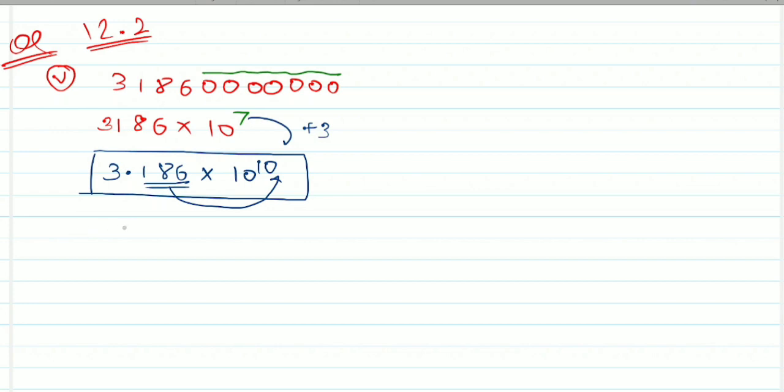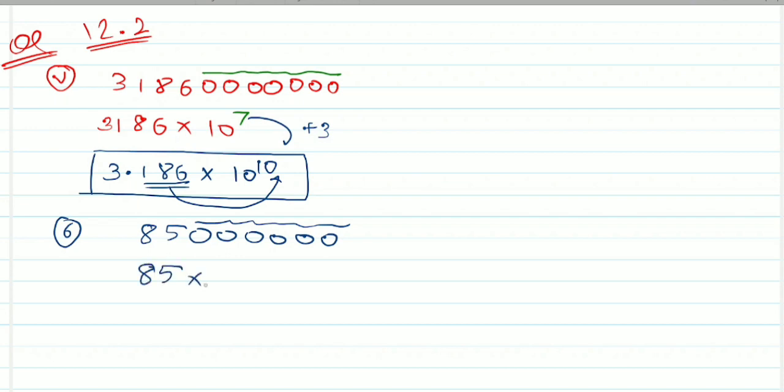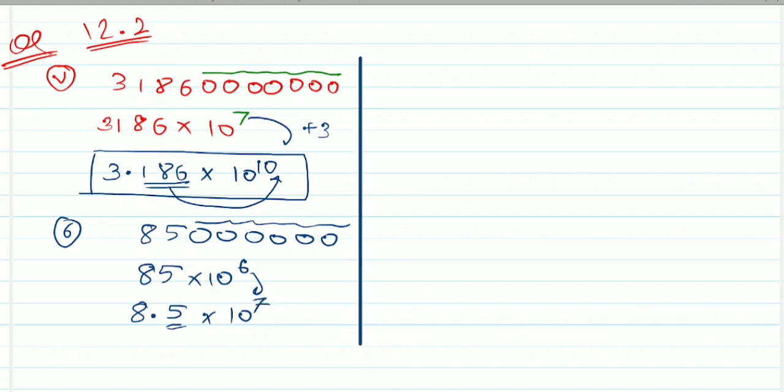Let's take another question out of the book. Let's say 85000000. How many zeros are there? I have written 6 zeros. So I can write this number as 85 into 10 raised to 6. In the next step I give a decimal point here and there is only one digit after the decimal point. So I add the power by 1. So simple. Let's take one last example.